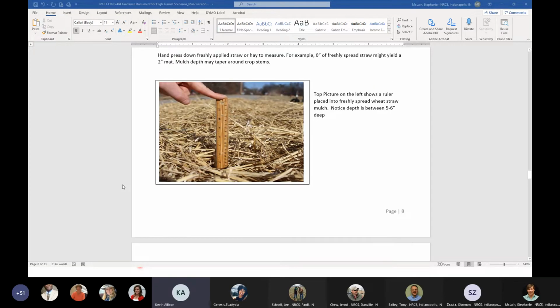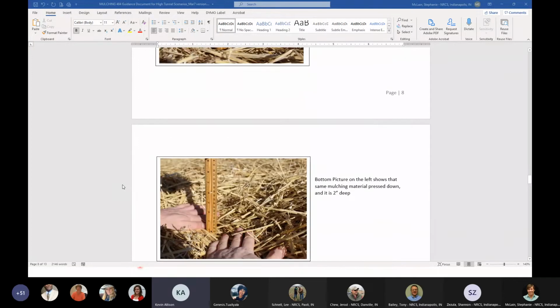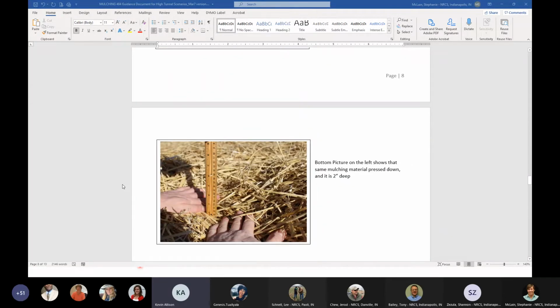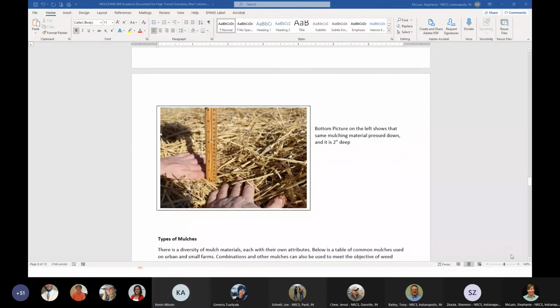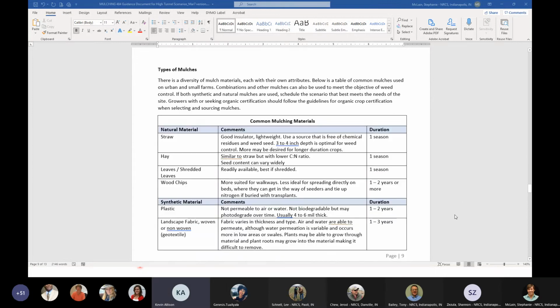So to measure it out, or to think about the minimum, press down on the straw to do the figuring. A 6-inch cover pressed down would be 2 inches deep, and that would meet the minimum for mulching to control weeds, or to address that resource concern. Okay. We can go down a little bit, Stephanie, please.